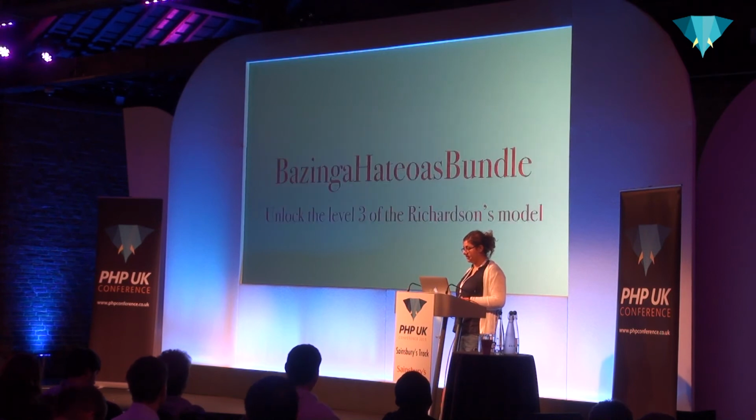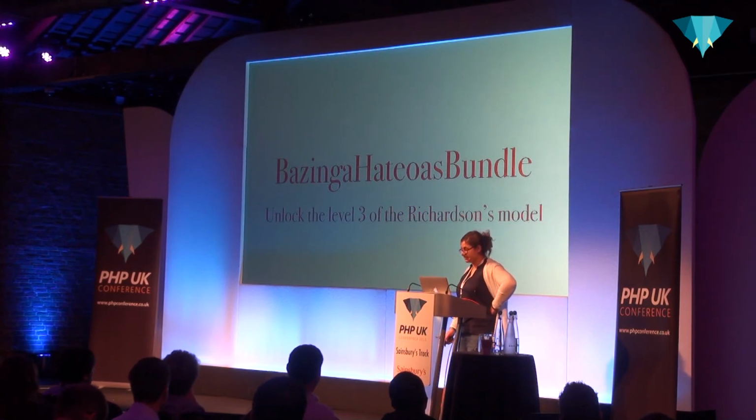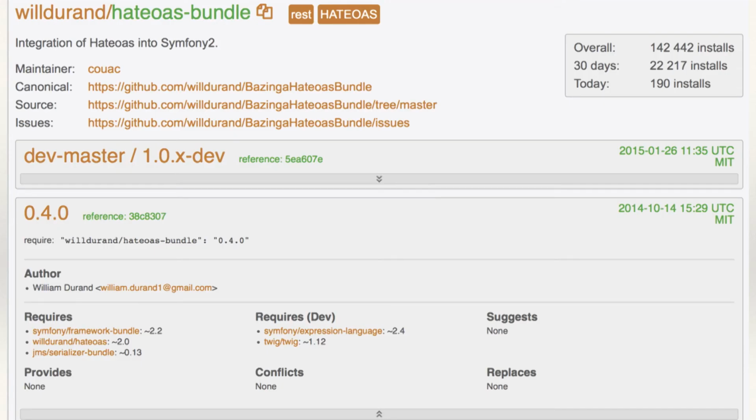Okay, let's talk about the Bazinga HATEOAS bundle. So it's about unlocking the third level, actually the fourth, because there is a level zero. The level 3 of your Richardson model. I told you that it's not quite easy to unlock it, but you will see that with the Bazinga HATEOAS bundle, it's really easy. On Packagist, it's on version 0.4.0. It's quite stable, actually. I used it for my APIs, and it works well, so no worries about that.